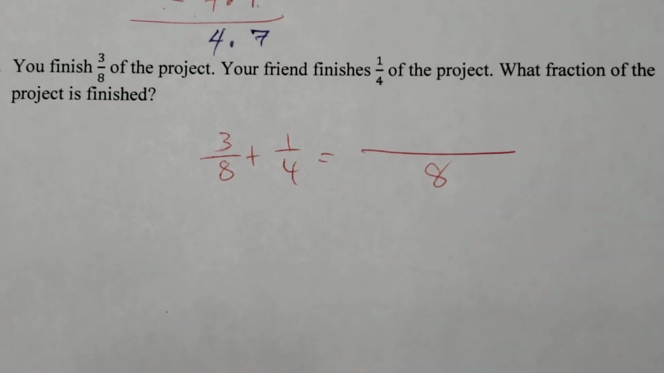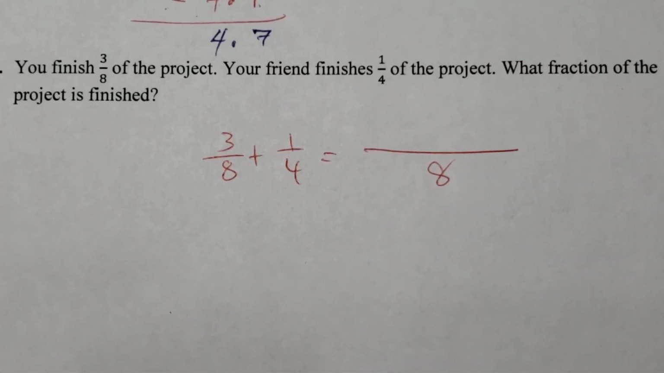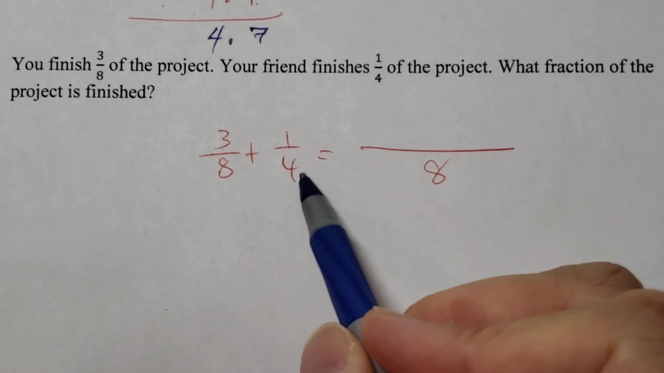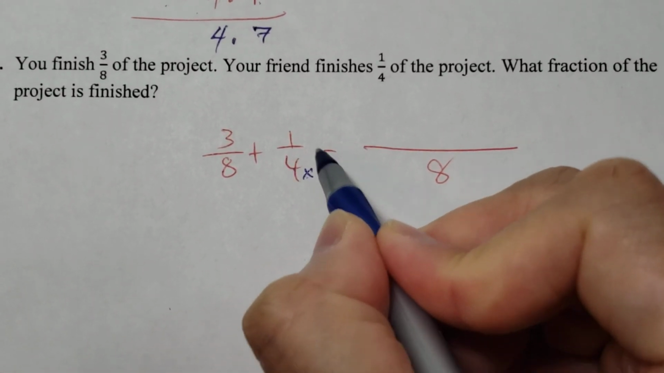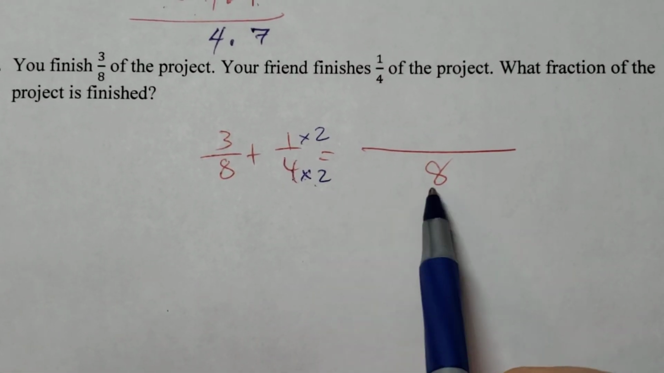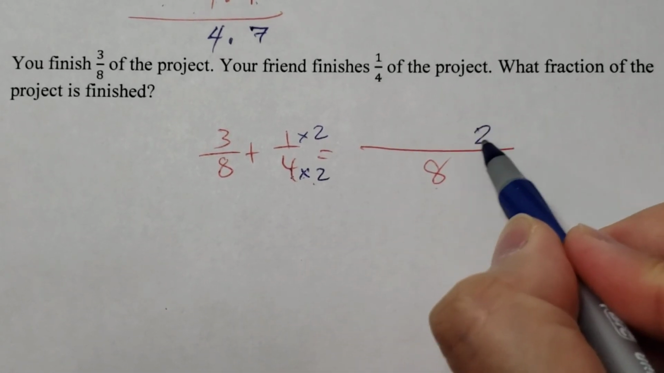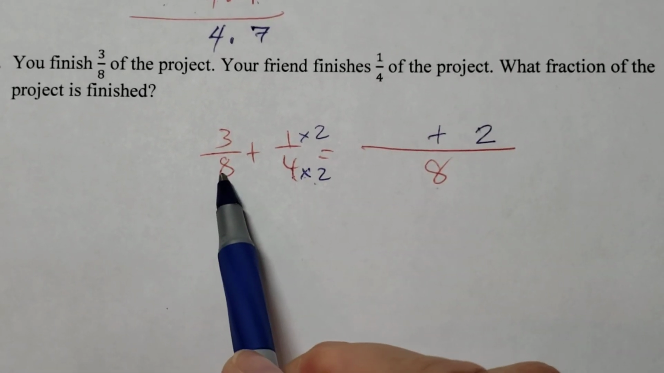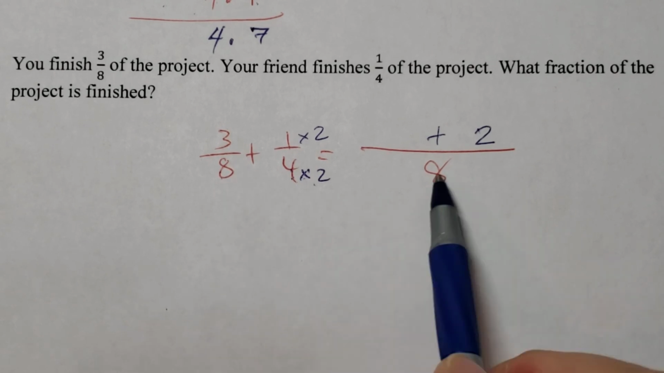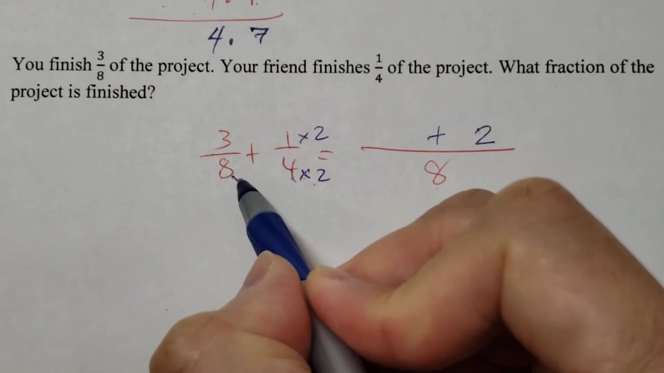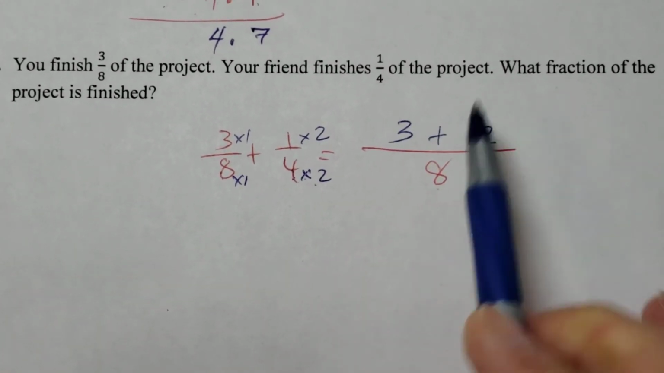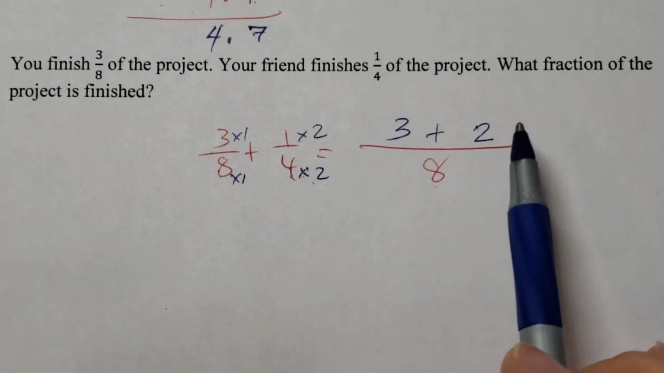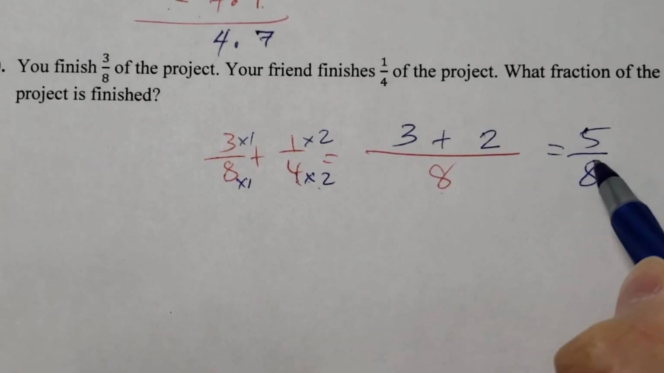Absolutely, it's going to be 8. If you skip count 8 and 4, the least common multiple is 8. So we multiply 4 by 2, and 1 by 2. 4 times 2 is 8. 1 times 2 is 2. Now the 8 stays the same because 8 times 1 is 8. So 3 times 1 is 3. So 3 plus 2 is 5 over 8.